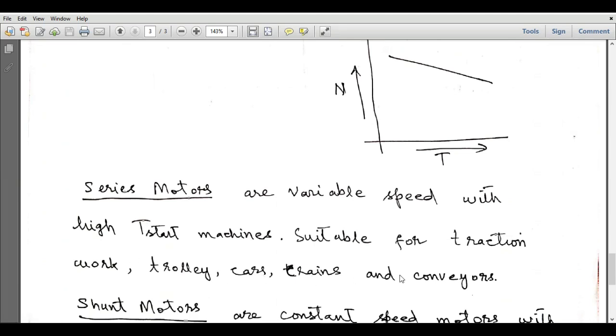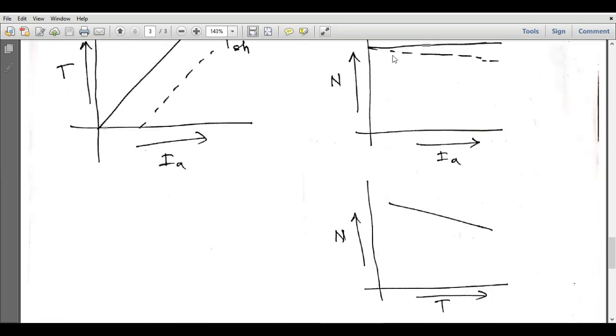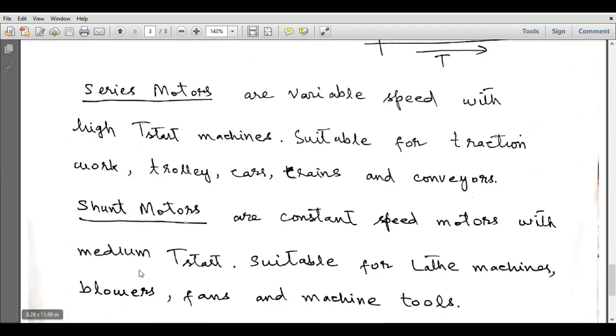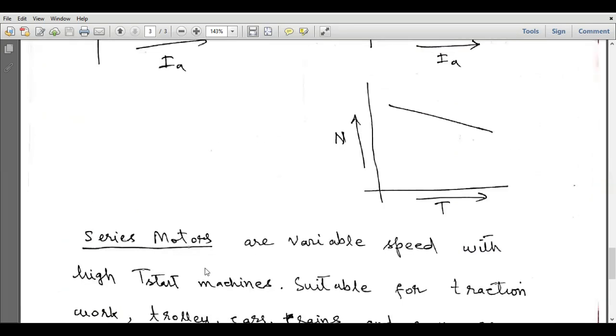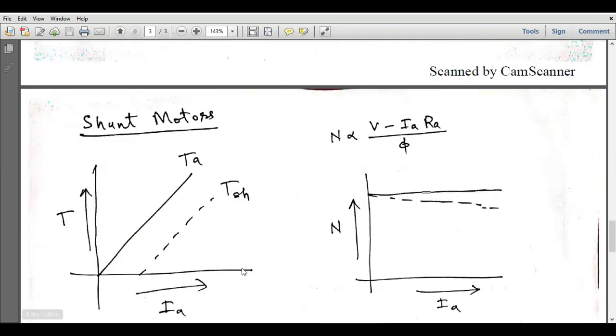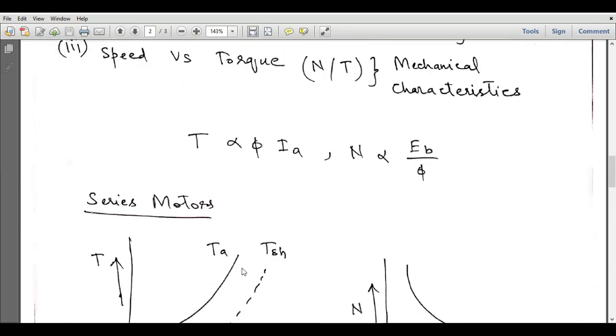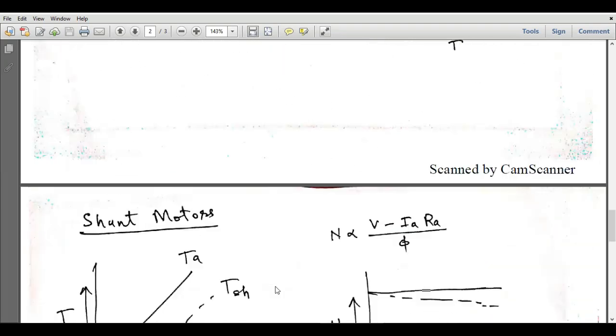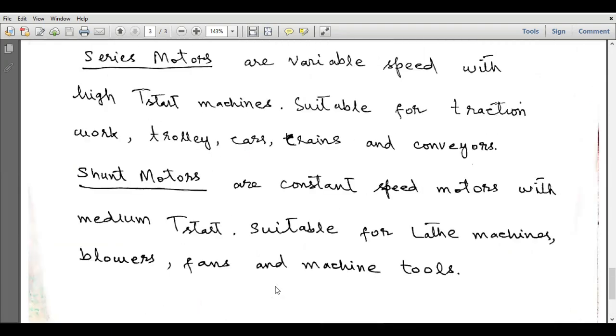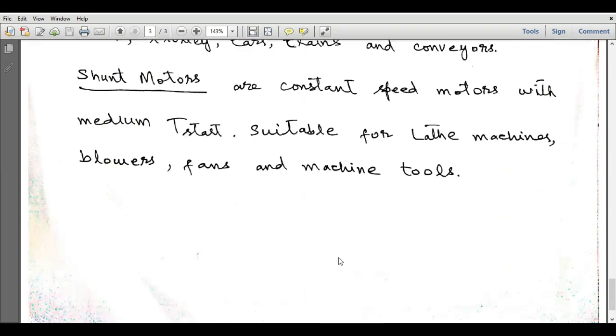Starting torque is high, but they are variable speed motors, and they are suitable for traction work, trolley cars, cranes, and conveyors. Shunt motors, on the other hand, are constant speed motors. You can see that the speed profile is almost constant over a wide range of armature current, but their starting torque is medium because in shunt motors, T is proportional to Ia, while in series motors, T is proportional to Ia square. So that's why in shunt motors we achieve a constant speed, but starting torque is medium, and they are suitable for lathe machines, blowers, fans, and machine tools.